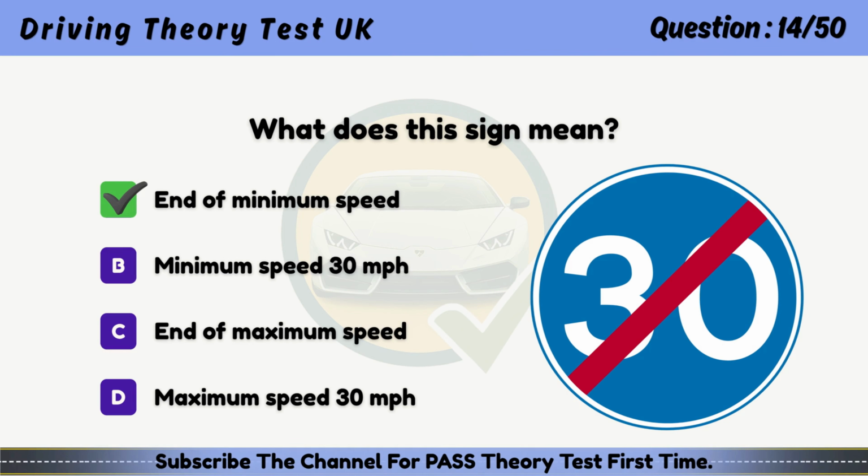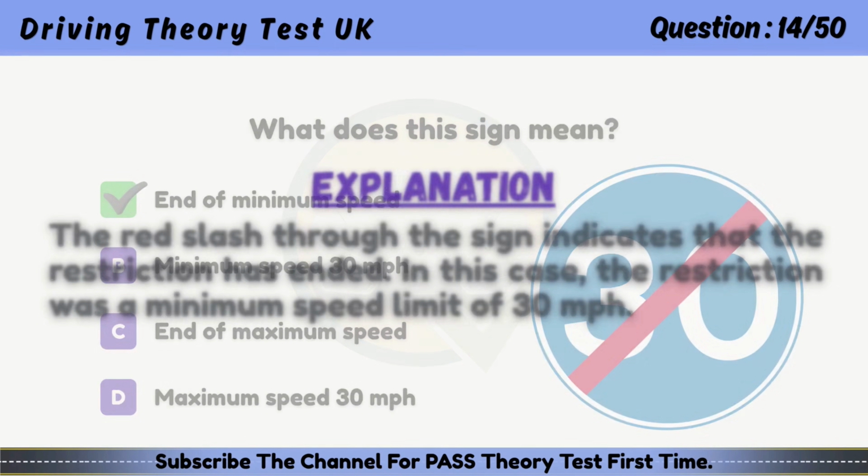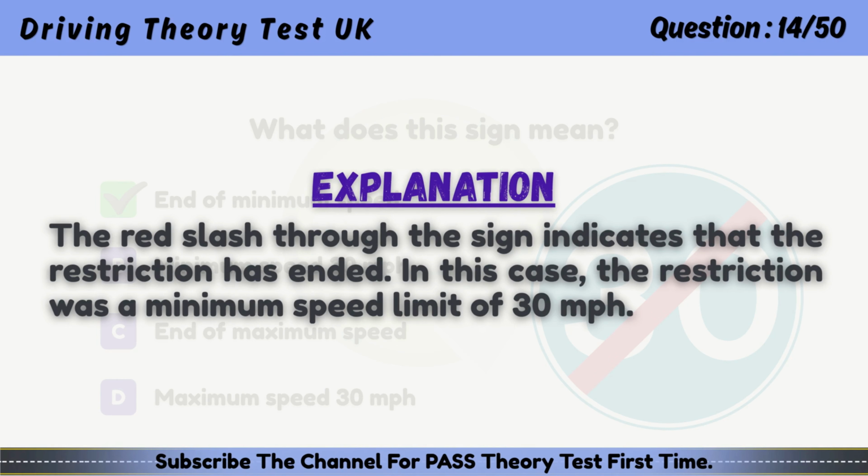Answer is A. End of minimum speed. The red slash through the sign indicates that the restriction has ended. In this case, the restriction was a minimum speed limit of 30 miles per hour.